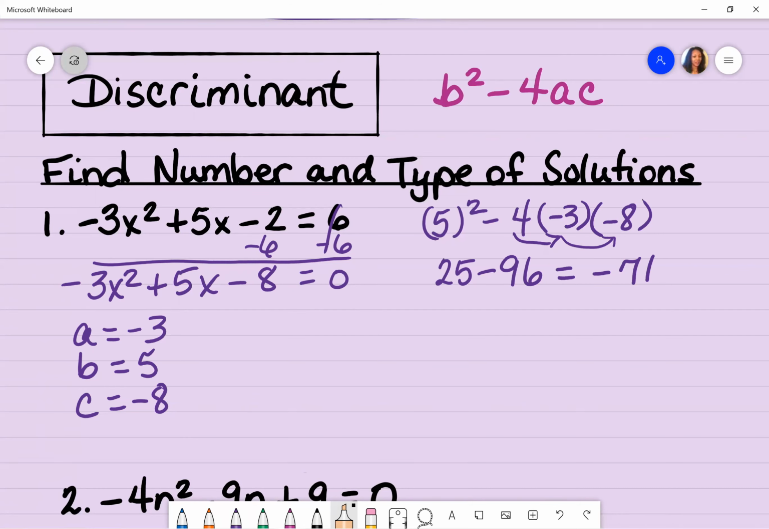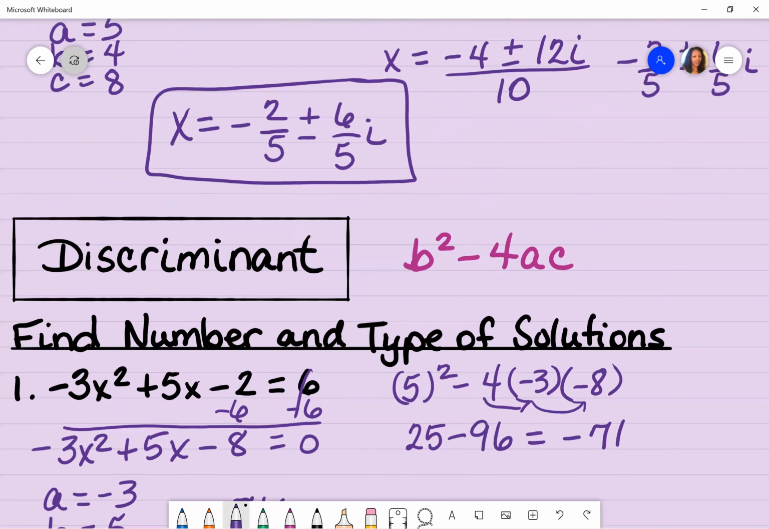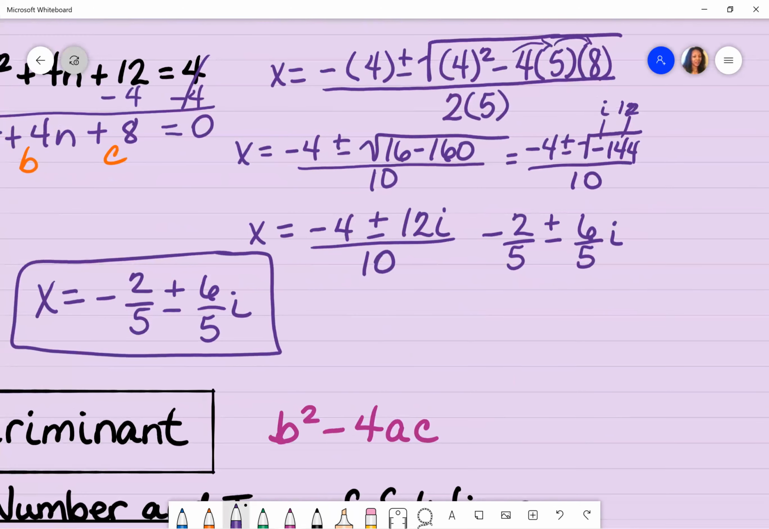So this is my discriminant. My answer to finding the discriminant is 71. What this means is, if I were looking at this in my quadratic formula, under here, I'm going to have an i.